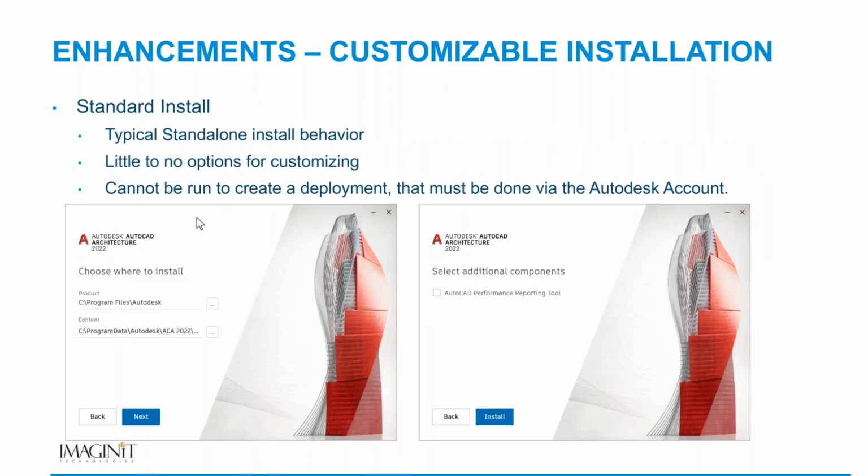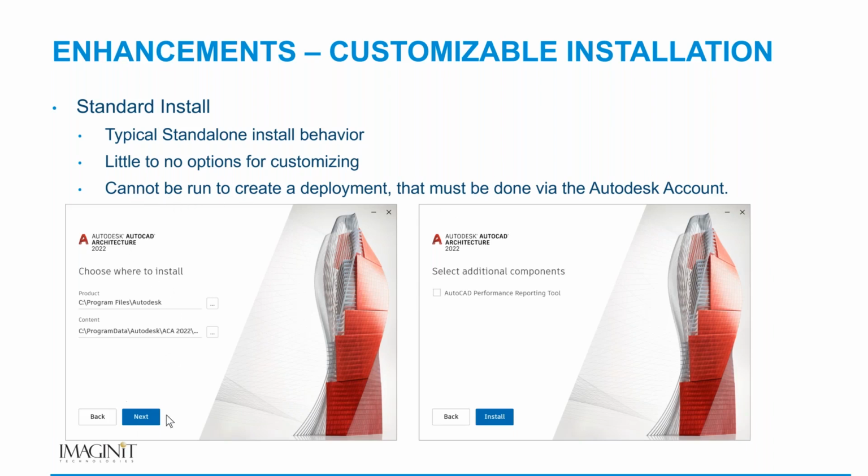Standard install. So here's AutoCAD Architecture 2022. Here's my standard installer, typical standalone behavior. You'll notice these are the only two screens I get. I have nowhere where I can modify any paths or do any work here in order to customize. When I run this, I get AutoCAD Architecture with all the out-of-the-box defaults. So I'm going to get the global, the metric, the US Imperial shortcuts, and that's pretty much it. I have no options, nothing. So you can't run a deployment from here.